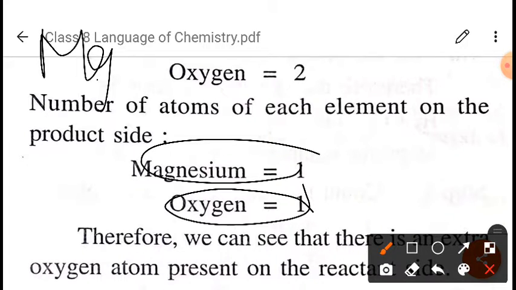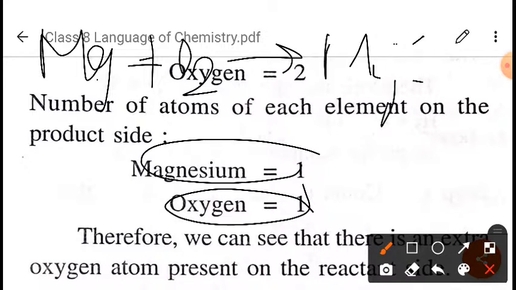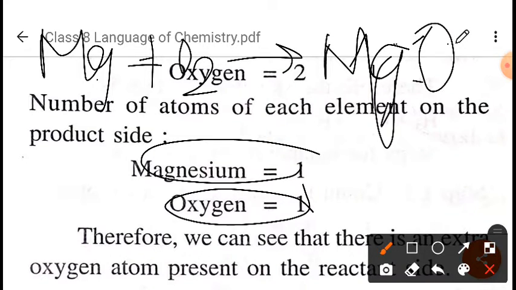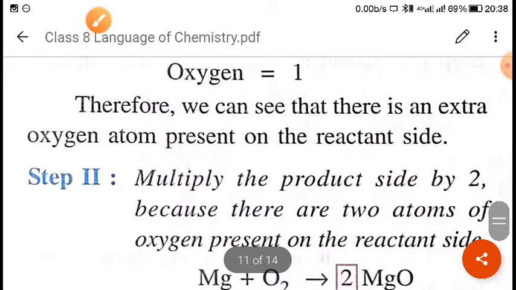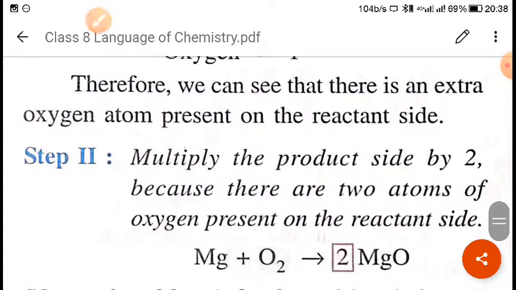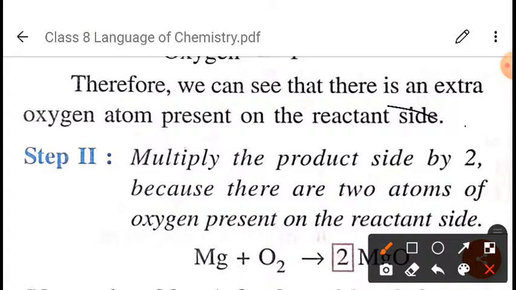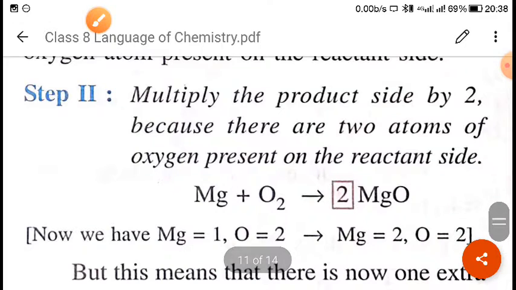Just like this: Mg plus O2 will give what? MgO, right? So here magnesium is 1, oxygen is 2, right? Therefore we can see that there is an extra oxygen atom present in the reactant side, right? So what will we do? We will multiply the product side by 2, because there are 2 atoms of oxygen present in the reactant side. So we just multiplied the product side with 2.